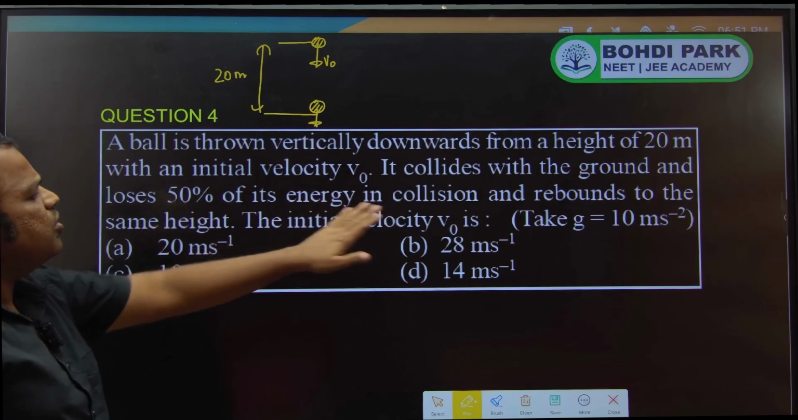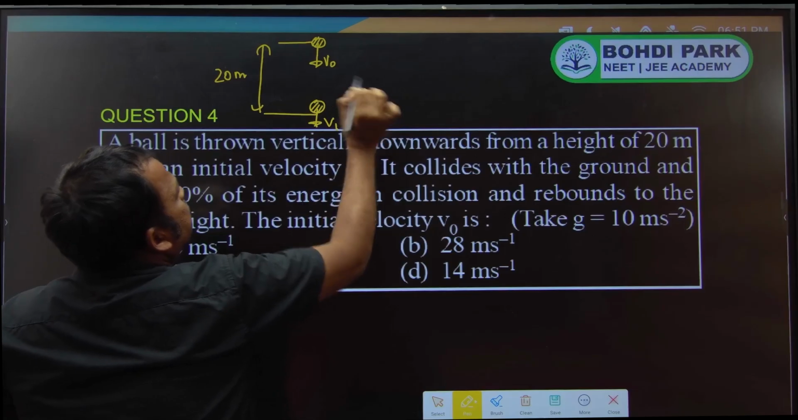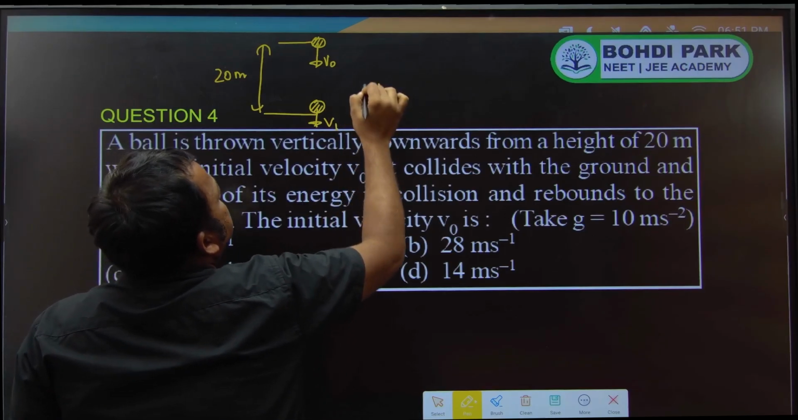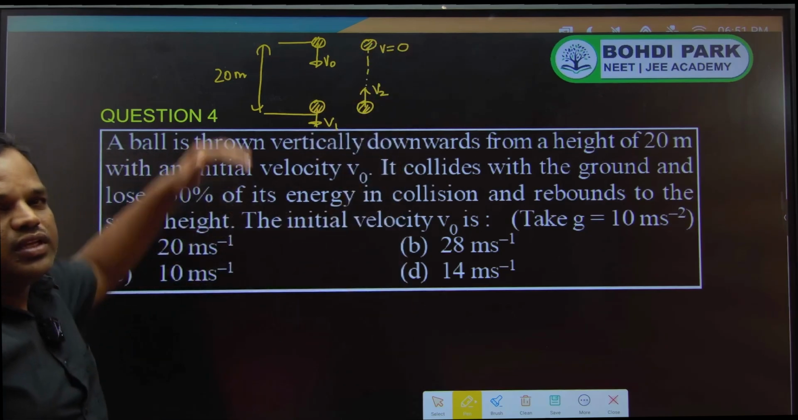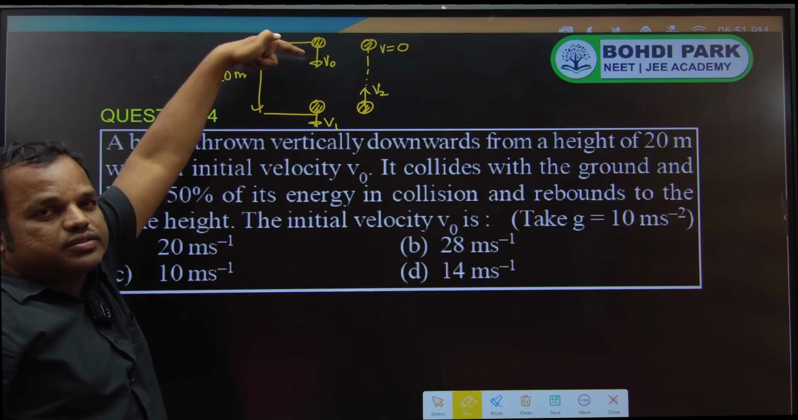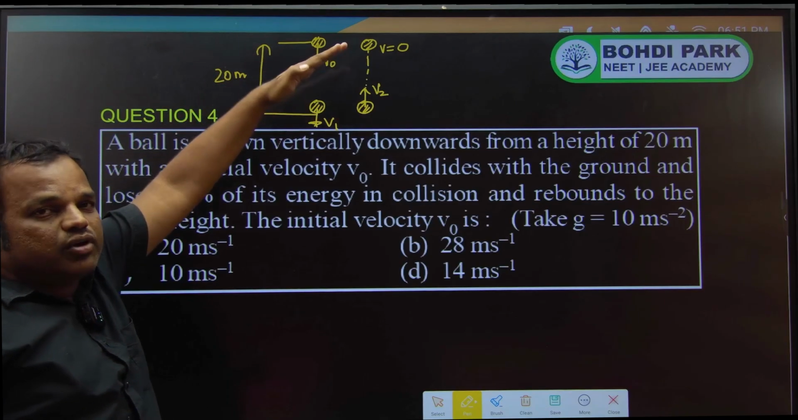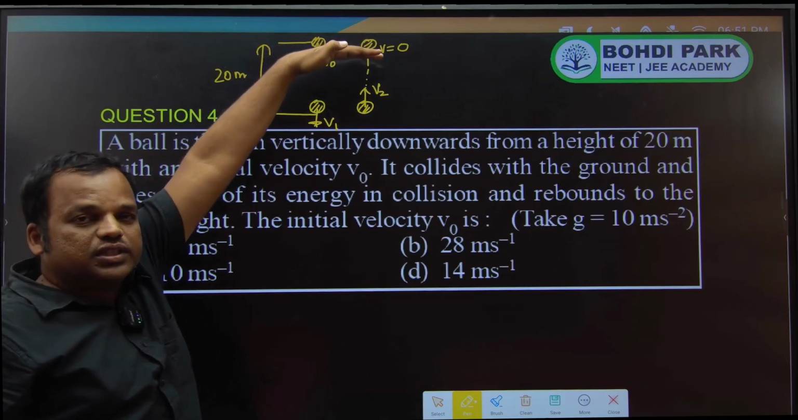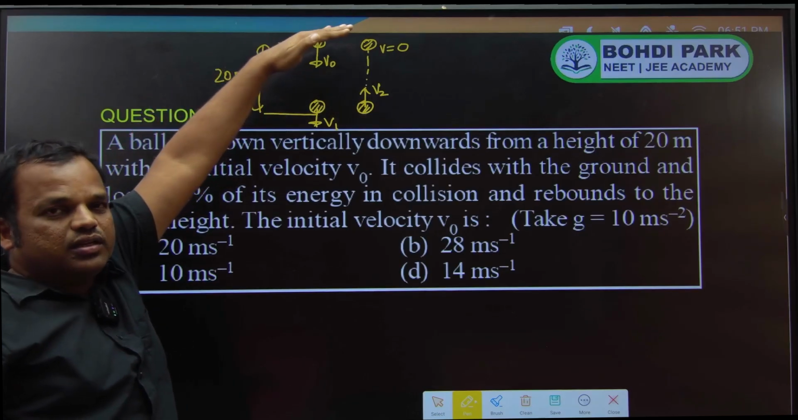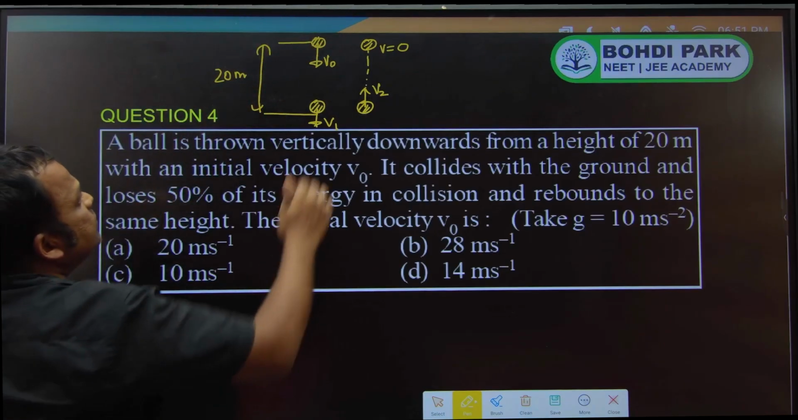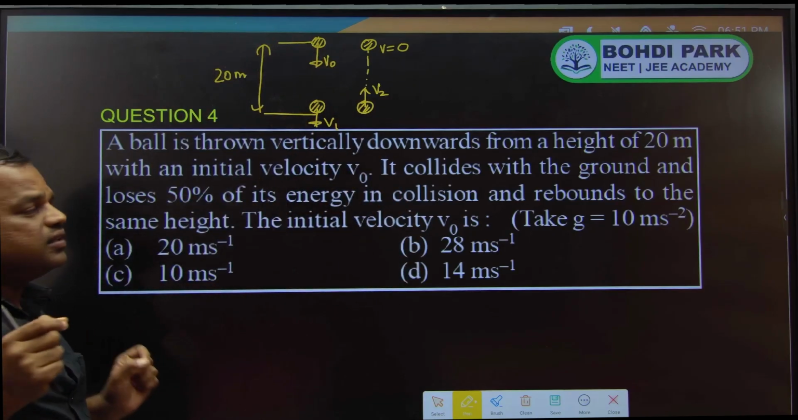Now it is saying it is rebounding to the same height. Suppose it is hitting the ground with v1 and rebounding with v2. Then it goes up to the same height and its velocity becomes 0. During downward motion, the initial velocity is v naught, not 0. Then it hits with v1 downward, rebounds with v2, and at the topmost point velocity is 0. The vertical displacement is the same, first downward, then upward. Now we have to find the initial velocity v naught. So how can we solve this question in fewer steps?